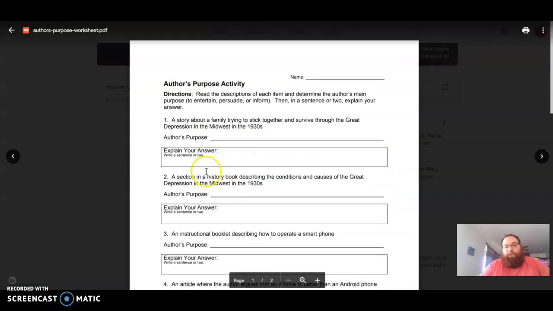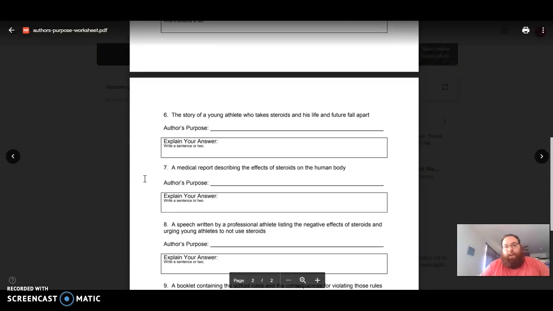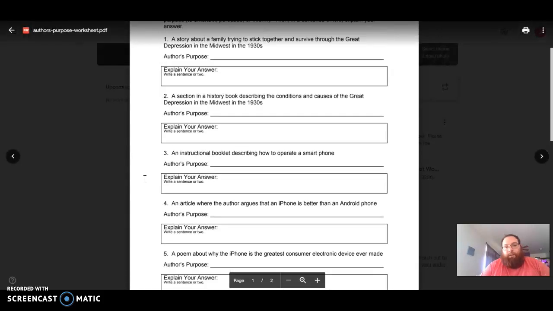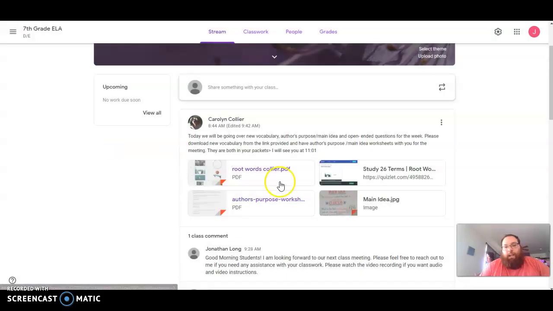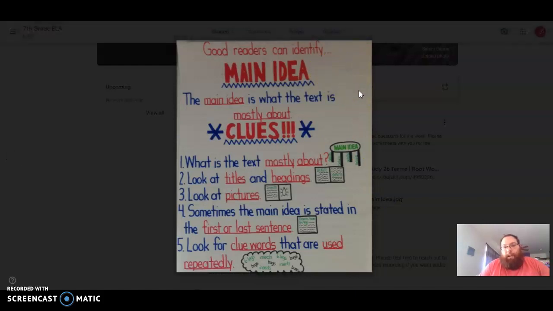Here we have the worksheet for author's purpose. There's another worksheet, so I'm just trying to figure out with Miss Collier which one we want to have you do. But this is what the author's purpose worksheets should look like. There's a second one, and both of them should be in your packet. And then also, I included a main idea anchor chart, just as a review. You guys should know this. But good readers can identify main idea. The main idea is what the text is mostly about. And here are some ways that you as a reader can identify main idea.